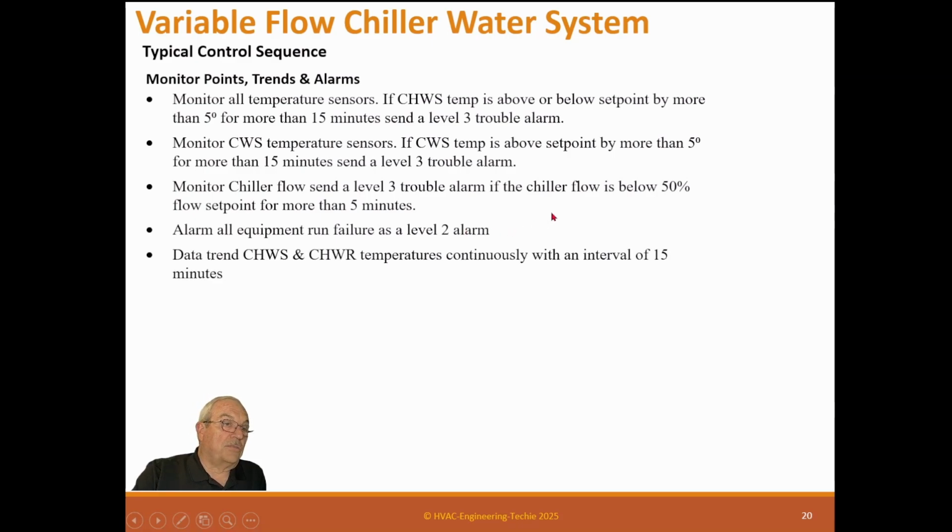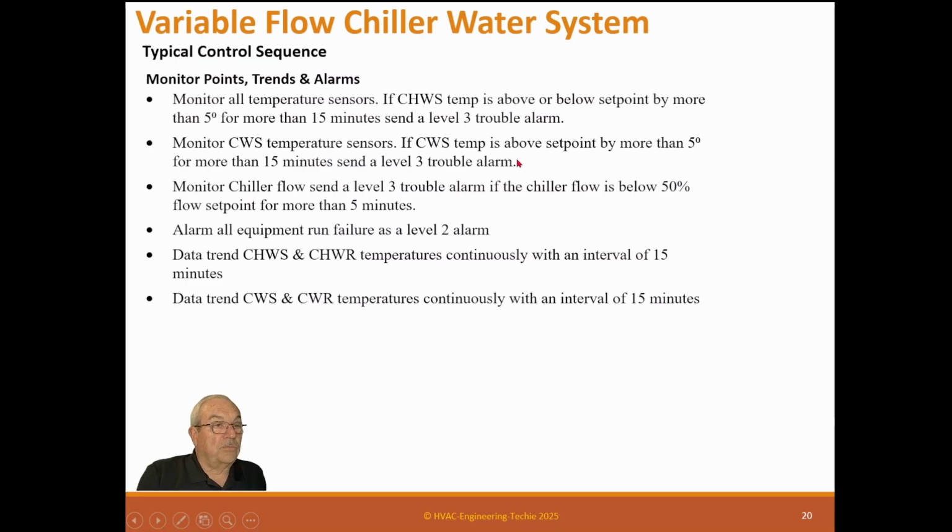Data trend chill water supply and chill water return continuously at a 15-minute interval. Data trend condenser water supply and return temperature continuously at an interval of 15 minutes. Data trend chiller flow continuously with an interval of 15 minutes. By the way, all these continuous intervals, it doesn't matter if you want to do that for unoccupied, but you can run them so that they're only running for an occupied period if you ever start during occupied.